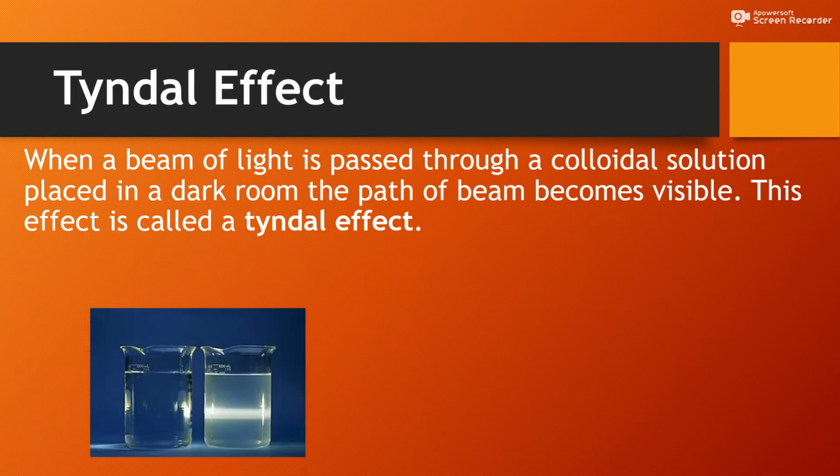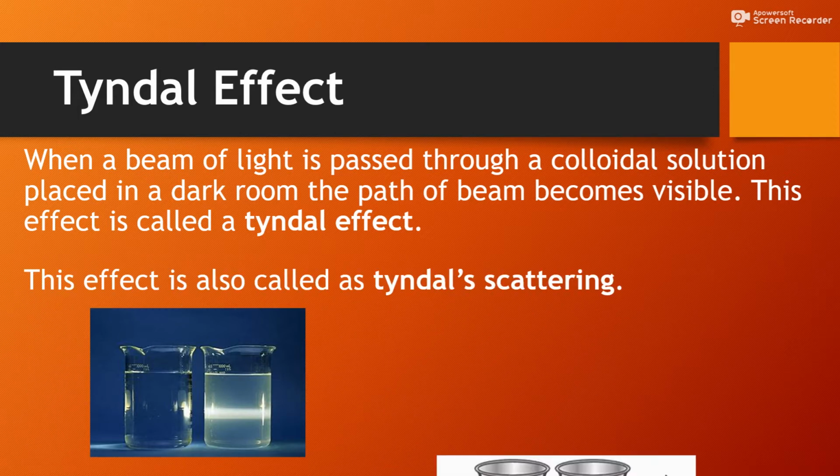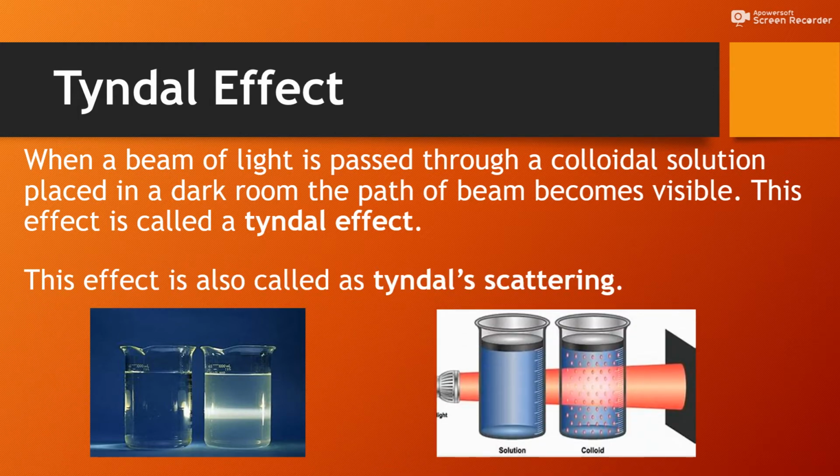When a beam of light is passed through a colloidal solution placed in a dark room, the path of the beam becomes visible. This effect is called the Tyndall effect. This effect is also called Tyndall scattering. Let us learn this topic with the help of one experiment.